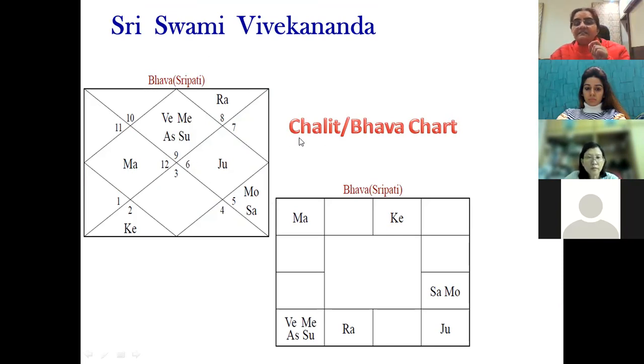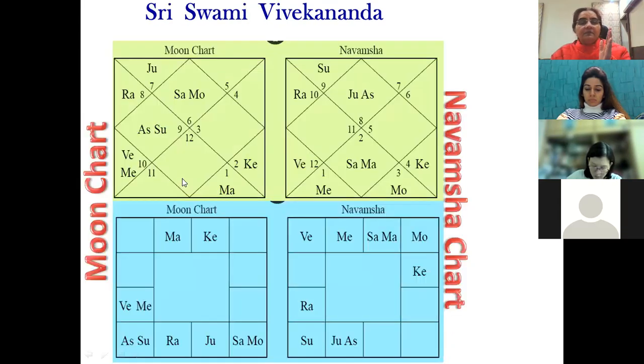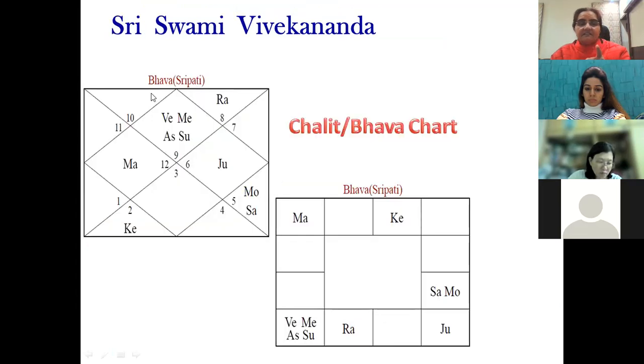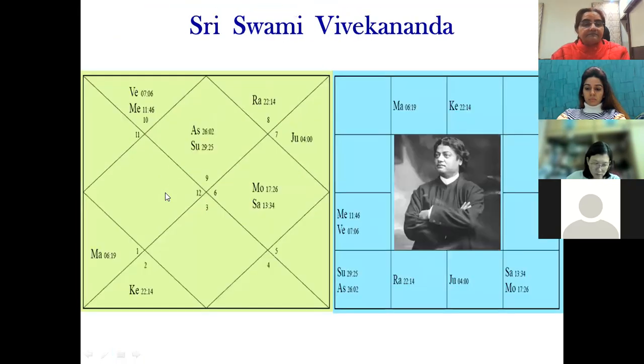Now, let us understand the Chalit chart also. The Chalit chart is given in the PDF I have shared with you. In that, after the moon and Navamsa chart, it is the Chalit or Bhav or Shripati chart written. This is also known as Chalit chart that's given. Now, how this chart is formed, please try to understand this. This is very important. Okay.